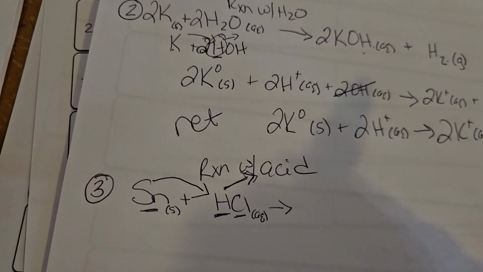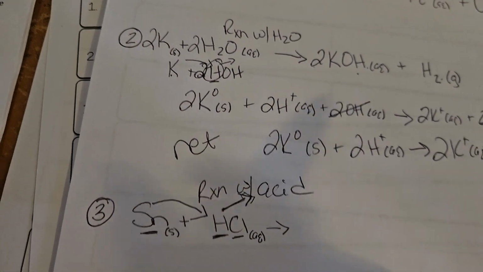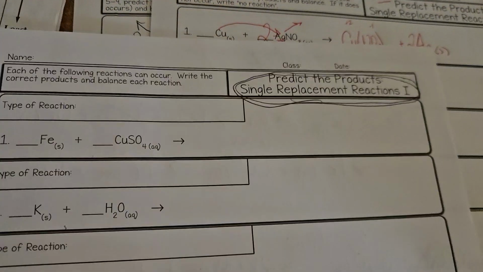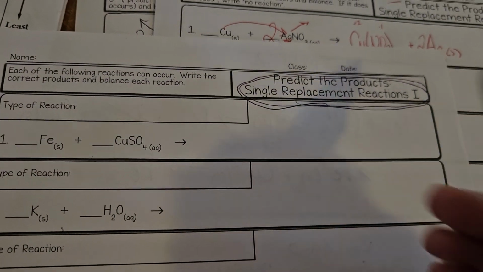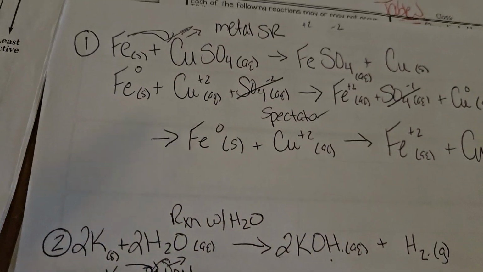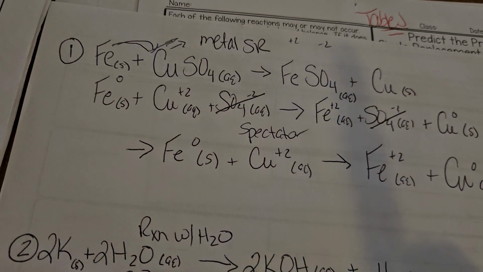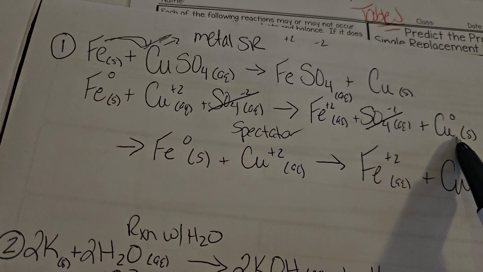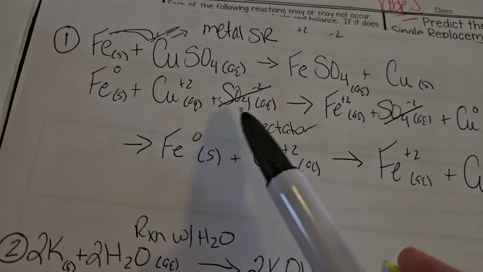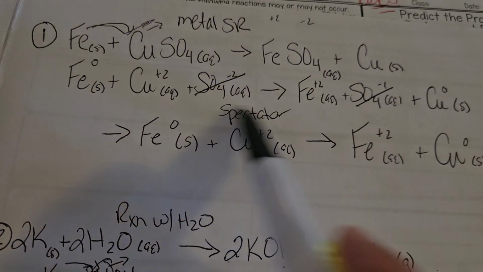And then same thing. So this is what I want you to do for each of the ones on this single replacement reactions number 1. So you have to write the reaction, write it in its ion form. The new piece really is that if something is uncombined, it has a charge of 0. Cross out your spectator and write your net ionic.